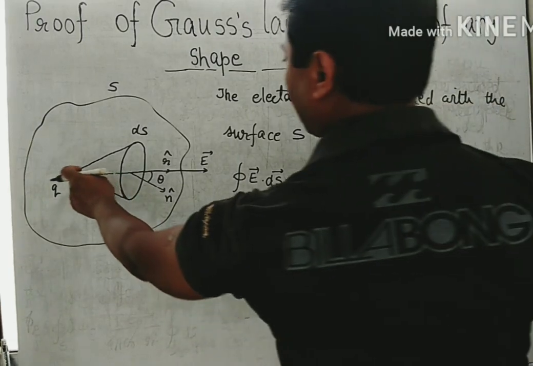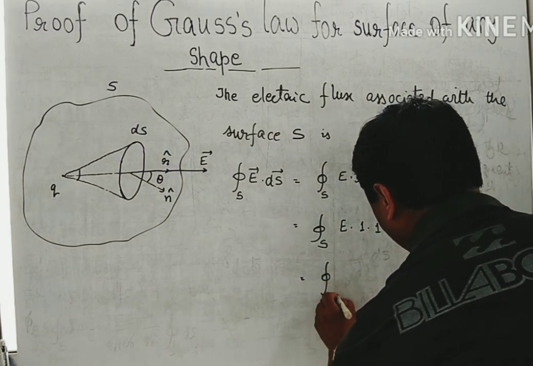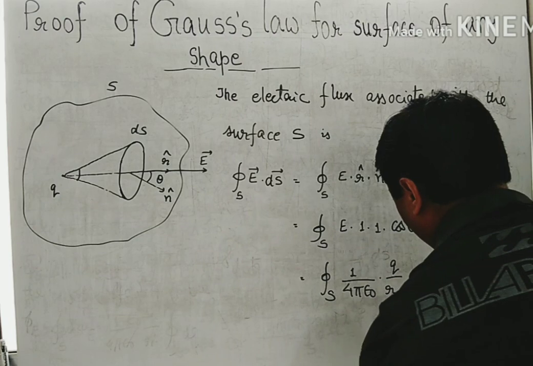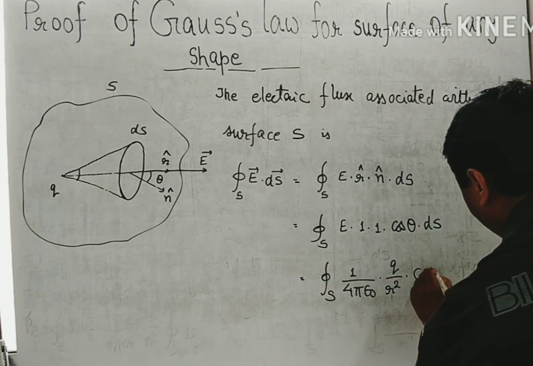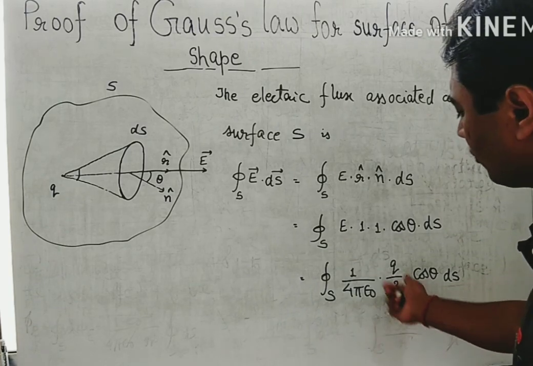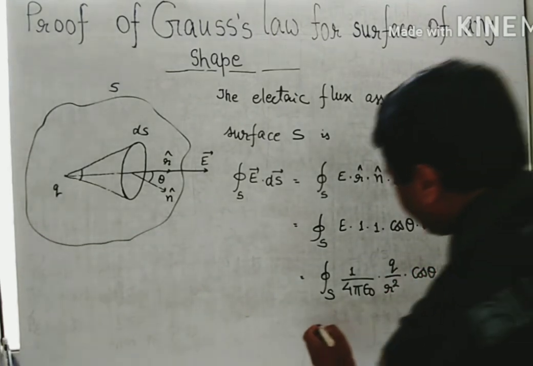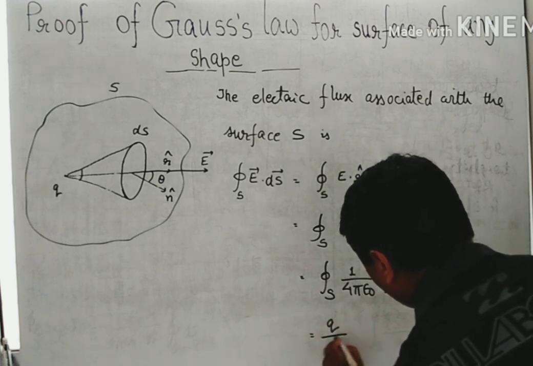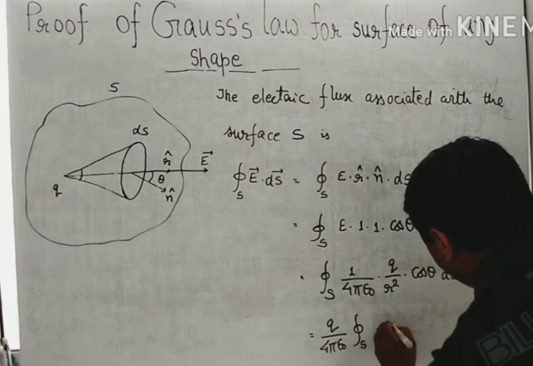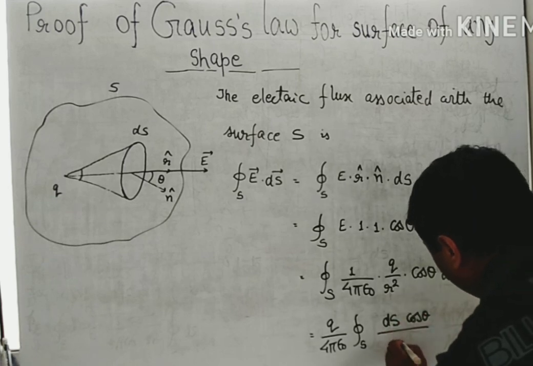Now the electric field intensity due to this charge at this distance can be written as 1 upon 4 pi epsilon naught q upon distance square into this cos theta ds. Now this q upon 4 pi epsilon naught can be taken out of the integration. But don't take this r square, let it be inside the integration as it is not constant. So we write now q upon 4 pi epsilon naught integral over closed boundary S ds cos theta upon this r square.